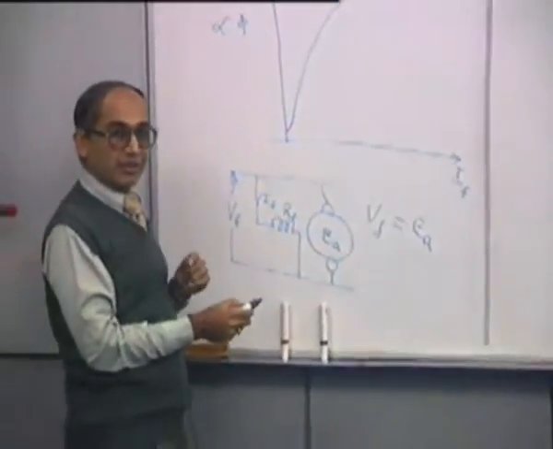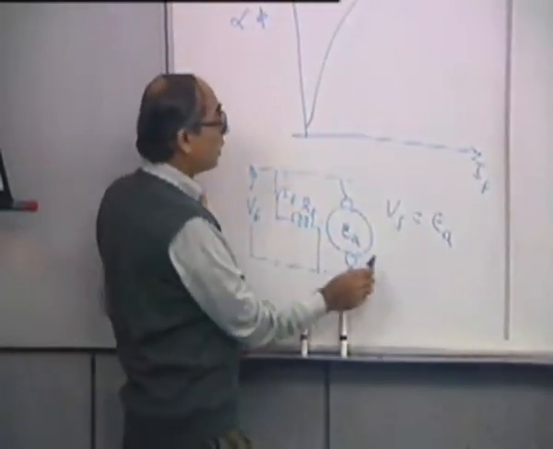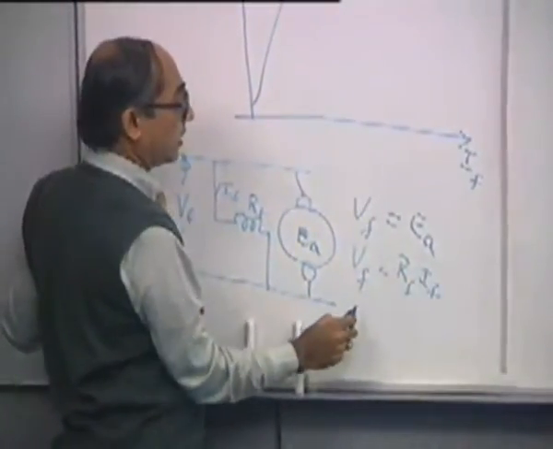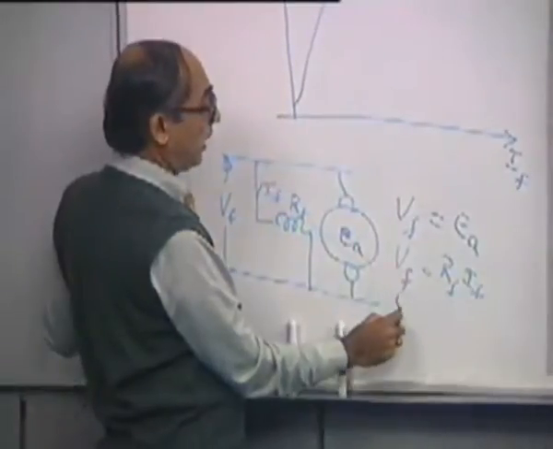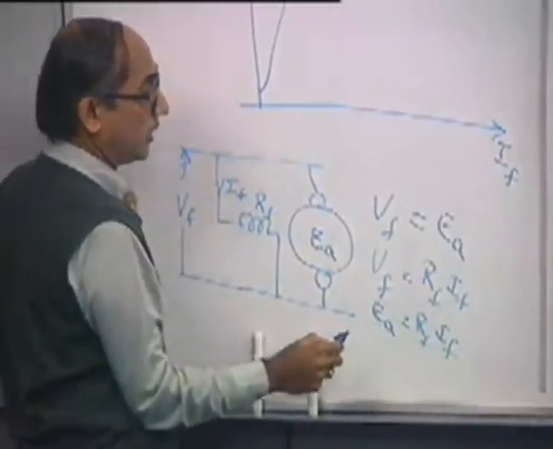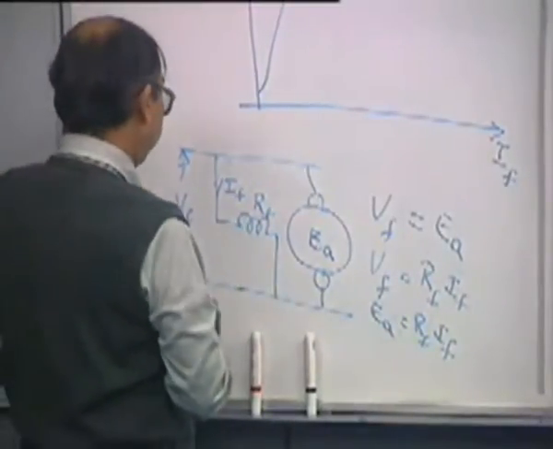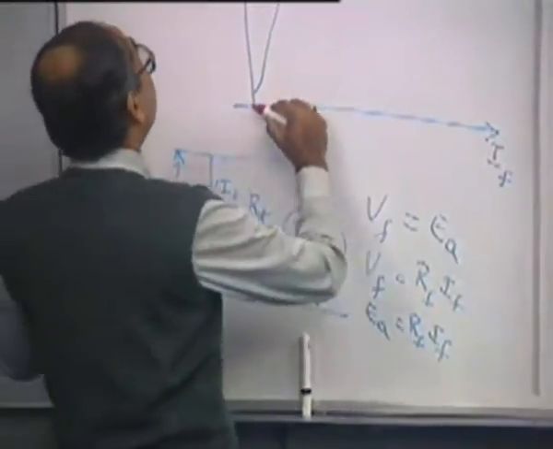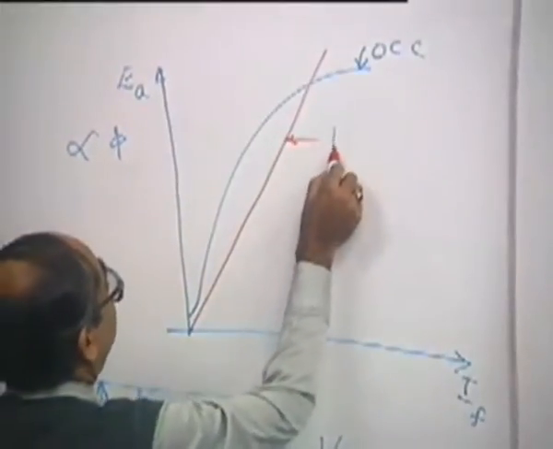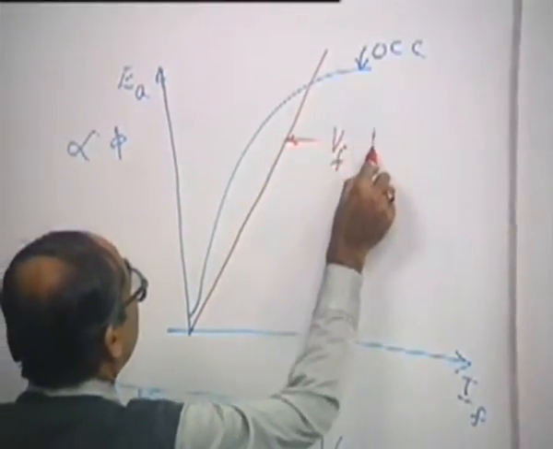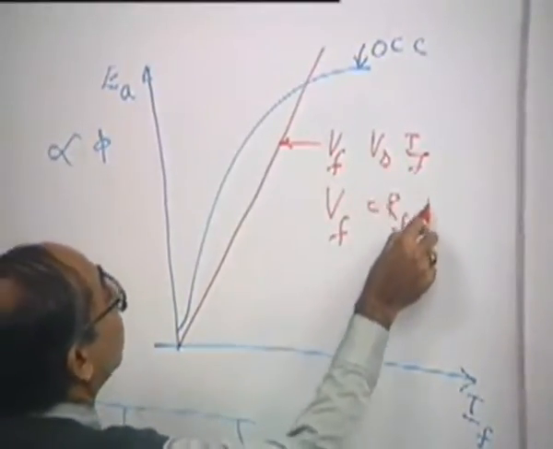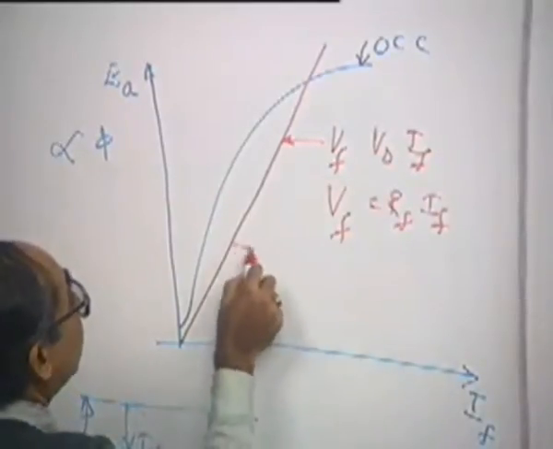That is a matter of our concern. We also know that VF is equal to RF IF. So EA is equal to RF IF. So there is a voltage line across the armature. This is called the VF line versus IF, and VF is equal to RF IF. Since RF is fixed, this is linear.